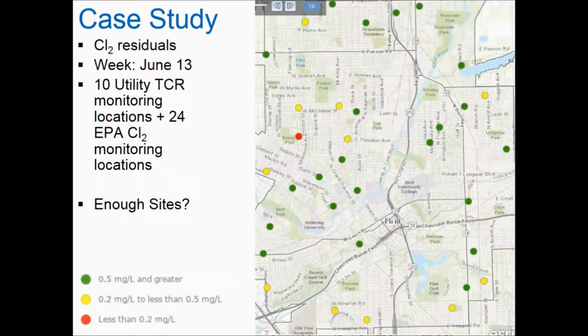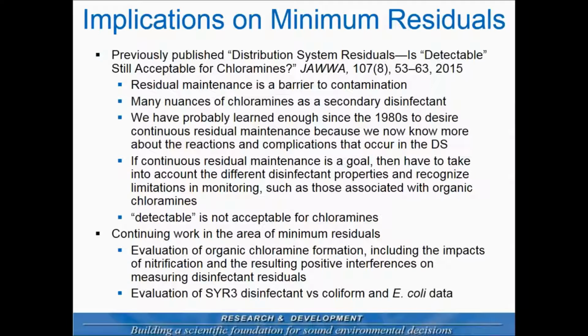So now I'm going to shift gears a little bit and talk about implications on minimum residuals. And so my colleague David Wahman and I published a manuscript in the Journal of the American Water Works Association in August of 2015 called "Distribution System Residuals: Is Detectable Still Acceptable for Chloramines?" It was primarily focused on chloramines, but we recognized that residual maintenance is a barrier to contamination. There are many nuances of chloramines, and we've probably learned enough since the 1980s to desire continuous residual maintenance because we know much more about how distribution systems act as reactors.